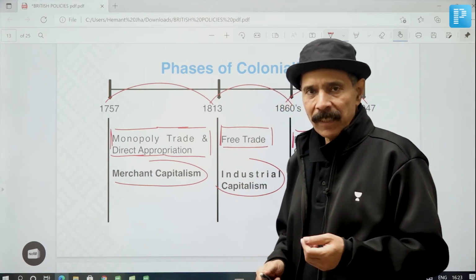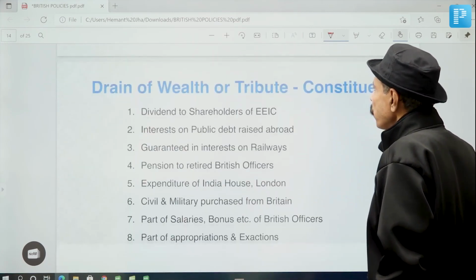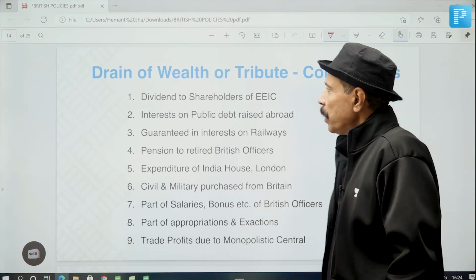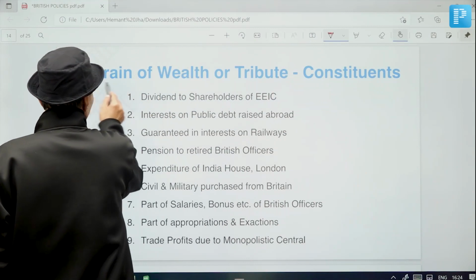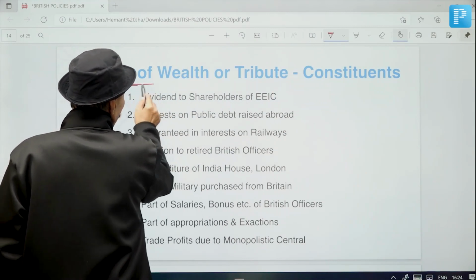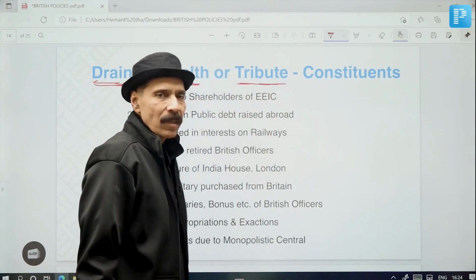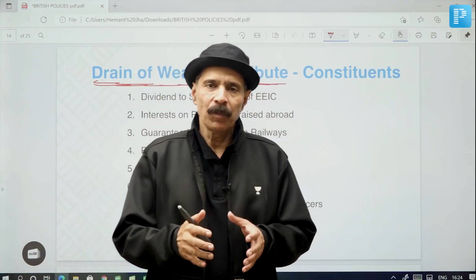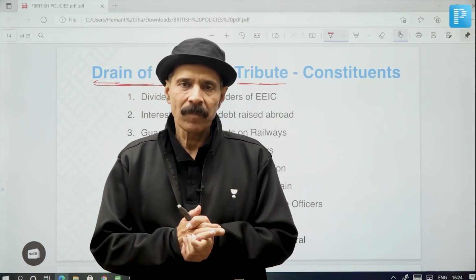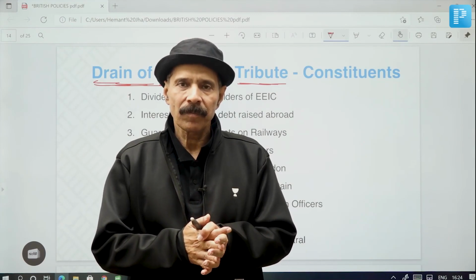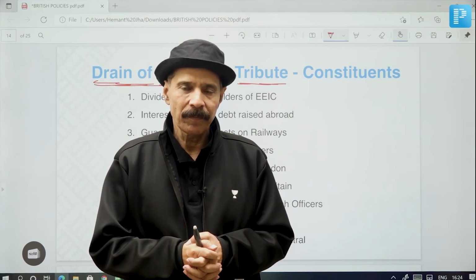Let's consider next aspect. And next aspect is related to drain of wealth, also known as tribute. So drain of wealth or tribute refers to transfer of Indian resources to England, for which India got nothing adequate in return.